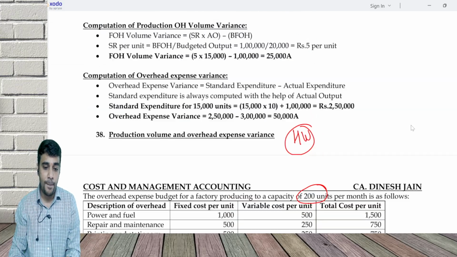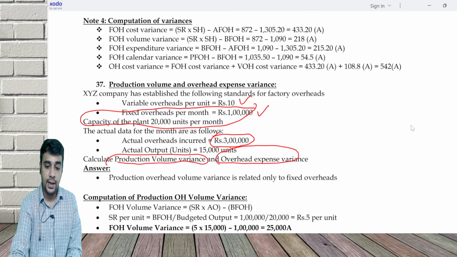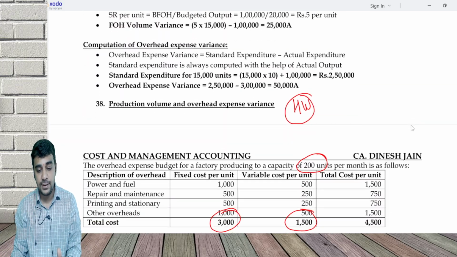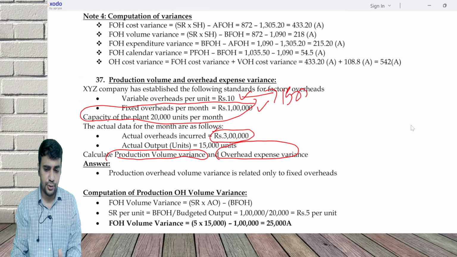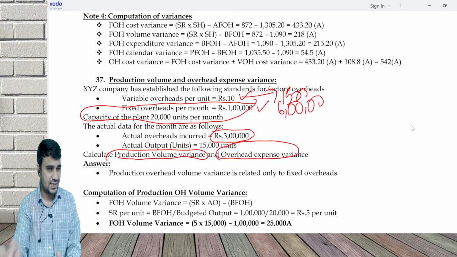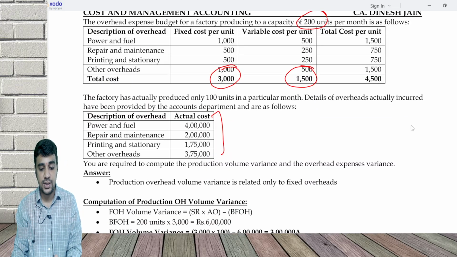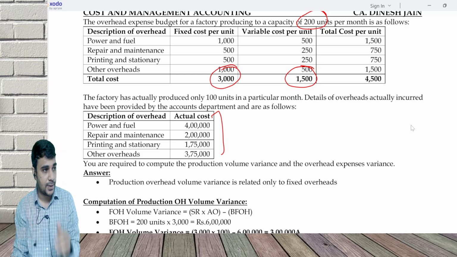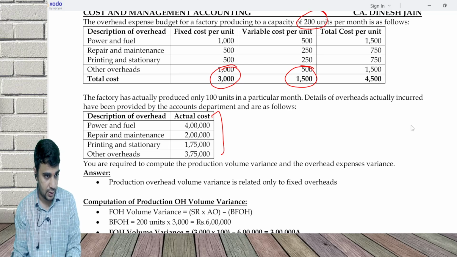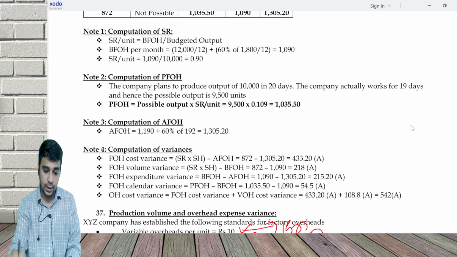So if I go back to this question, variable overhead per unit is 1500. If I just do a comparison, fixed overheads per month is 200 into 3000, which is 6 lakh rupees. Then actual overheads incurred, you just need to put a total: 4 lakh plus 2 lakh, 6 lakh plus 175, which is 775, plus 375, all put together will be 11 lakh 50,000. So you just need to put a total.